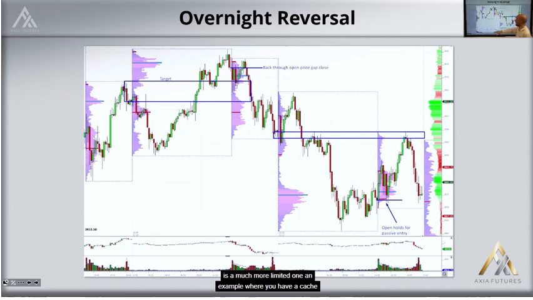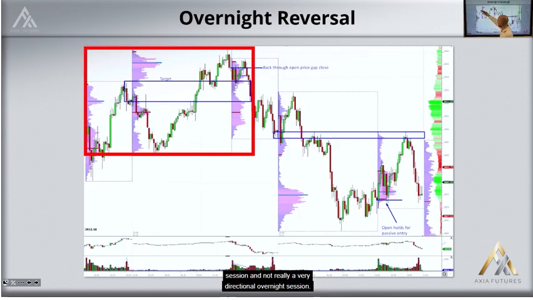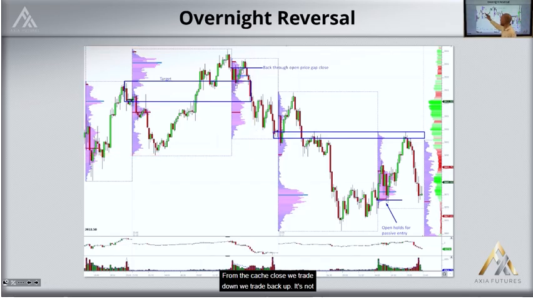This is a much more limited one, an example where you have a cash session and not really a very directional overnight session. From the cash close, we trade down, we trade back up. It's not massively directional, and as such, whilst it works technically, if you sell at the open or after a little spike up, it does go back and take the target. But the target's minimal, and the target is always the gap close to start with. The gap close, or the price gap close, and then the close price. So the close price being here, and then the price gap there, hence the box for a target.